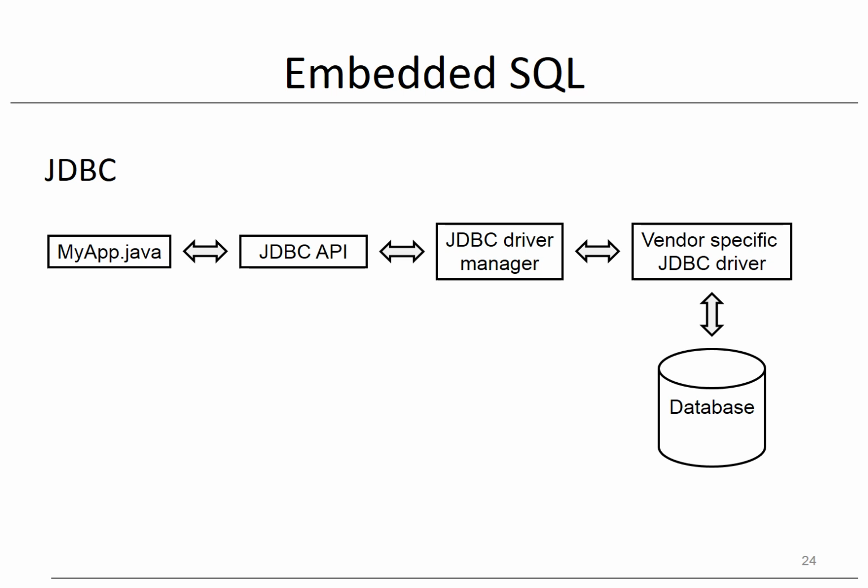As already mentioned, JDBC is a popular example of dynamically embedding SQL statements. Here you can see a high-level overview of how it works. The file myapp.java contains the Java source code of your database application. It uses the JDBC API to call the JDBC driver manager, which will select a vendor-specific JDBC driver to communicate to the underlying relational database.